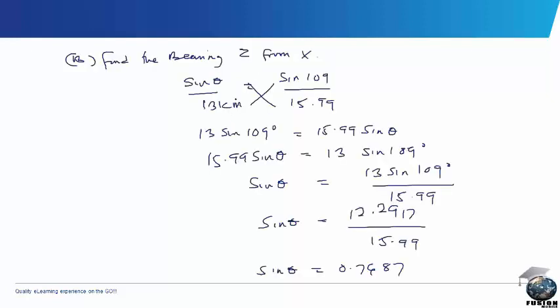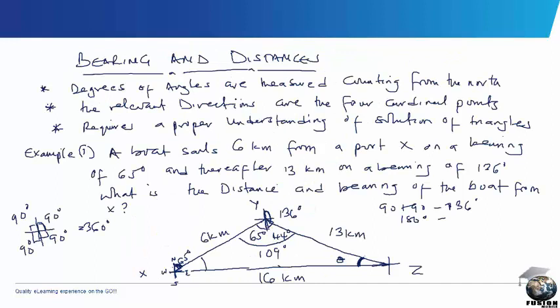And so we're saying that this angle theta is equal to 50 degrees. Alright, so how do you find the bearing of x to z? The bearing of x to z is this angle.